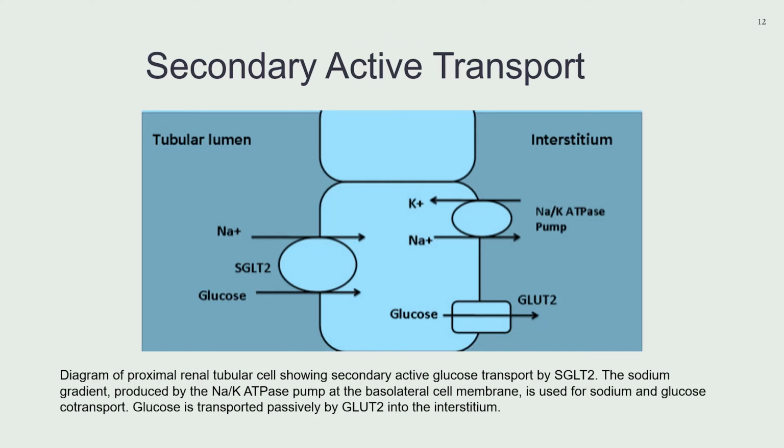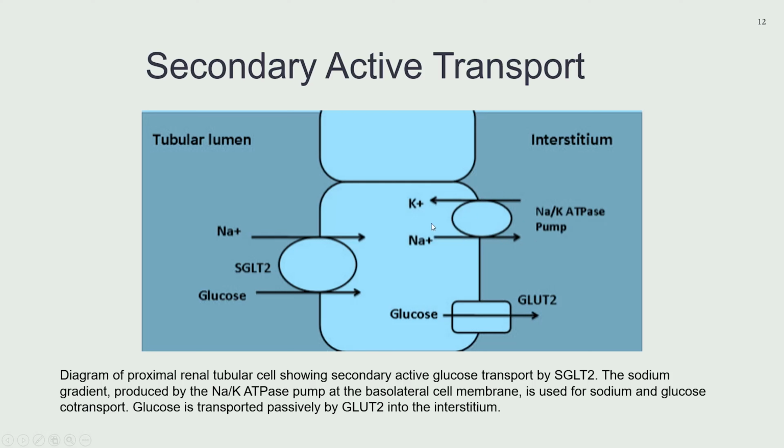So here we have a picture, a diagram, that shows one example. This is happening in the kidney. On this side we have the tubular lumen, that is where the urine is. On the other side we have the interstitial space. In the upper right corner, we have the sodium-potassium pump taking potassium into the cell and sodium out of the cells, creating a very low sodium concentration inside the cell.